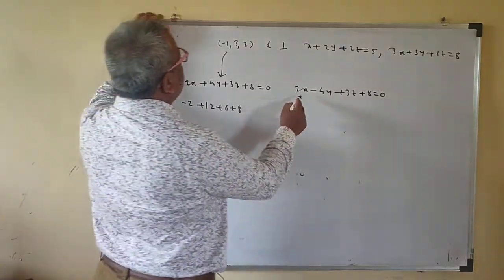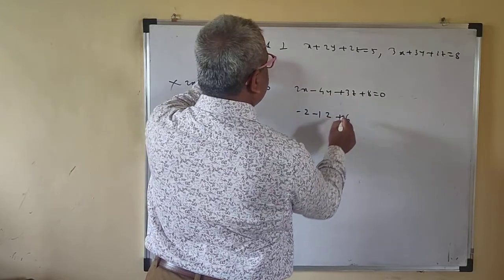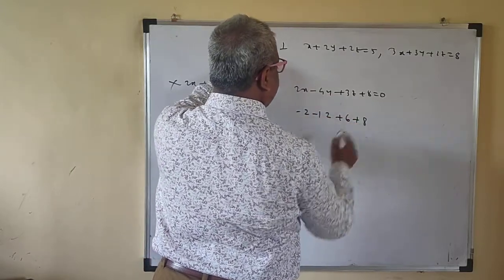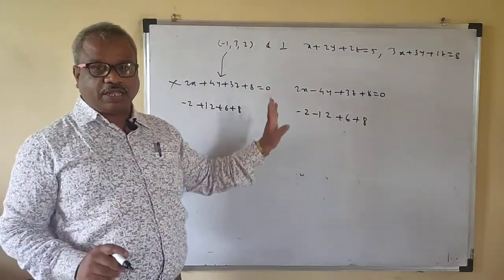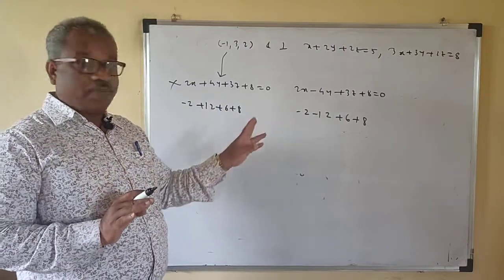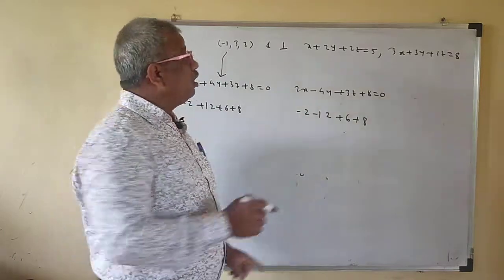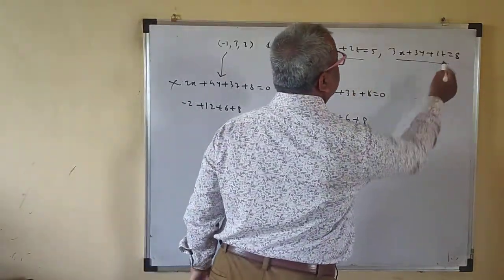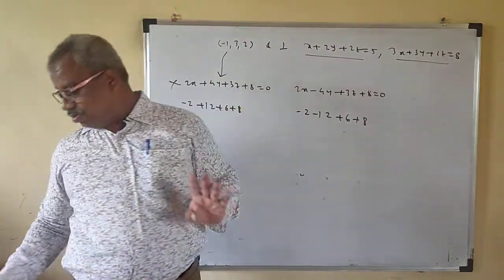What about this? Okay, whether these points satisfy this: minus 2, minus 12, plus 6, plus 6, plus 8. Okay, so now this satisfies the equation of the plane. But note that this will not be your option. This satisfies, but what is correct? You have to look at this. So this should be the perpendicular then.